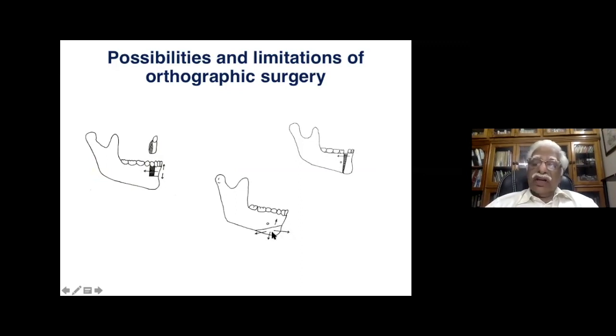And here, genoplasty. Genoplasty again is a versatile procedure. You can move the chin in almost all 3 dimensions, forward, backward, and sideways as well. A minimal asymmetry of the mandible, chin, can be corrected by genoplasty.